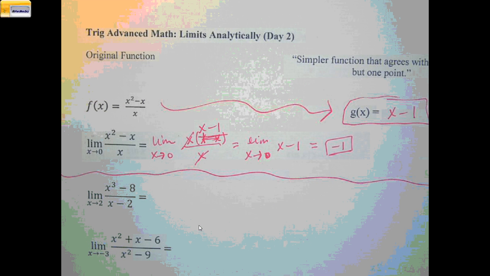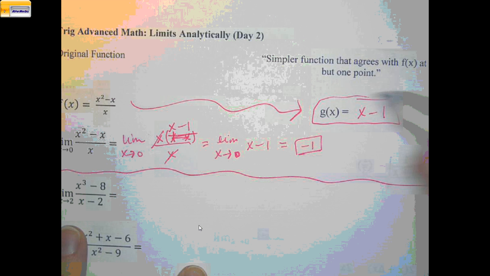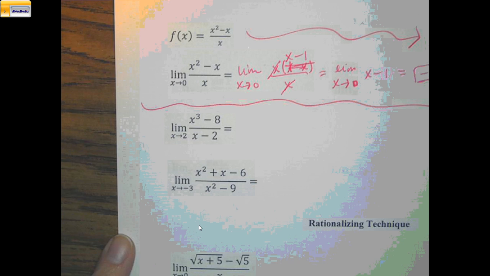Questions on that top part? Does everybody kind of see what it's asking for over here? It wants the function after you factor and reduce. Let's look at the next one. We know we're supposed to factor and reduce.